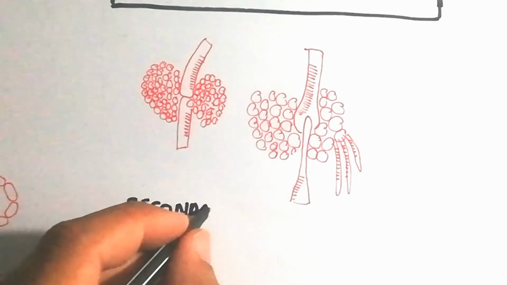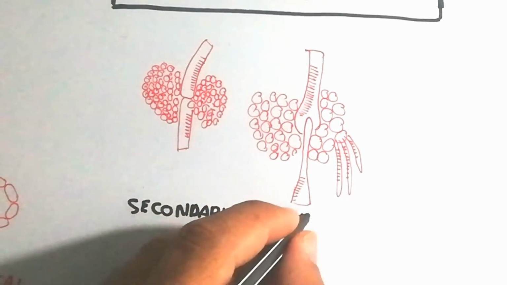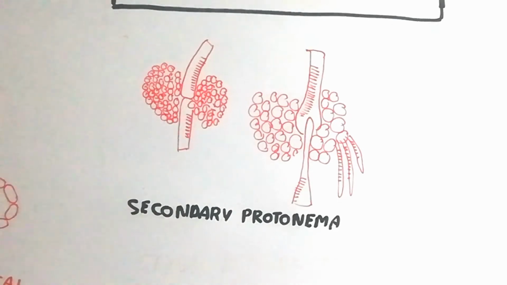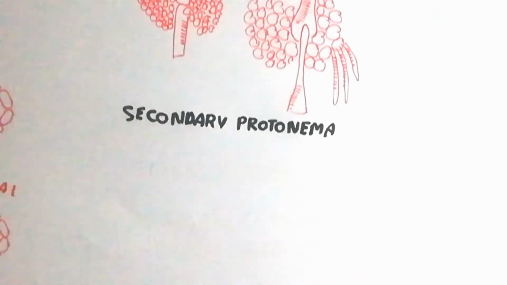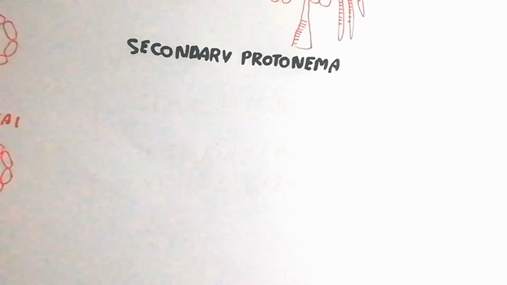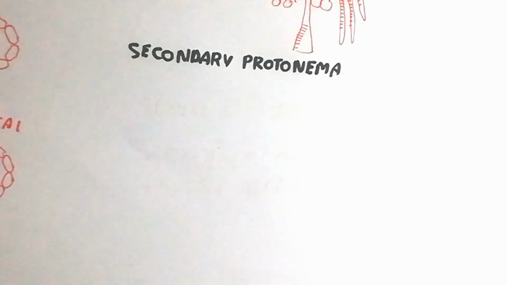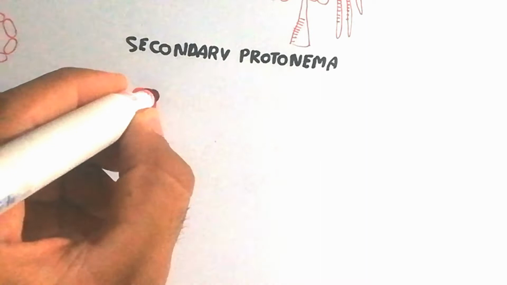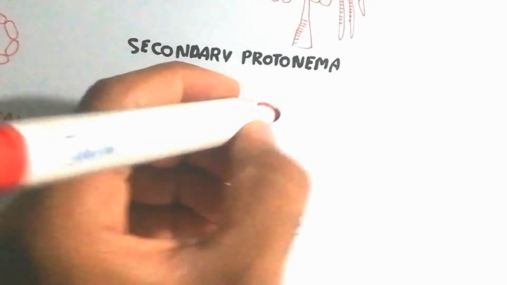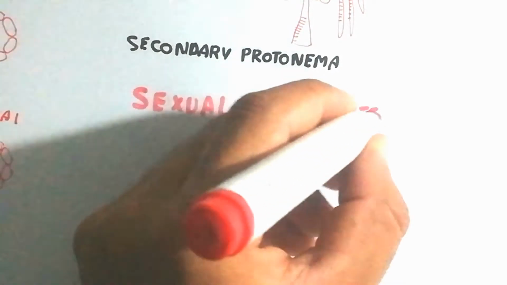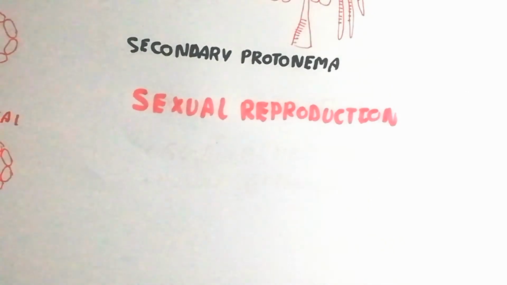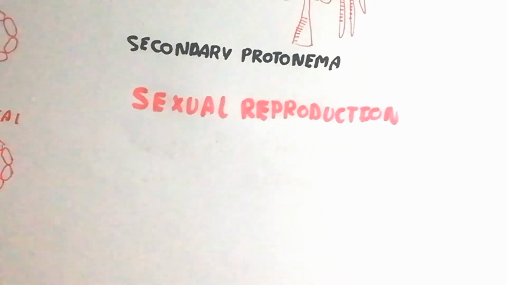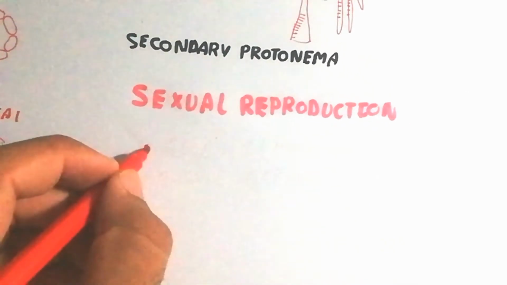So vegetative reproduction. The next structure is the secondary protonema. The secondary protonema is a structure like you can see here. These diagrams are as seen under the microscope.